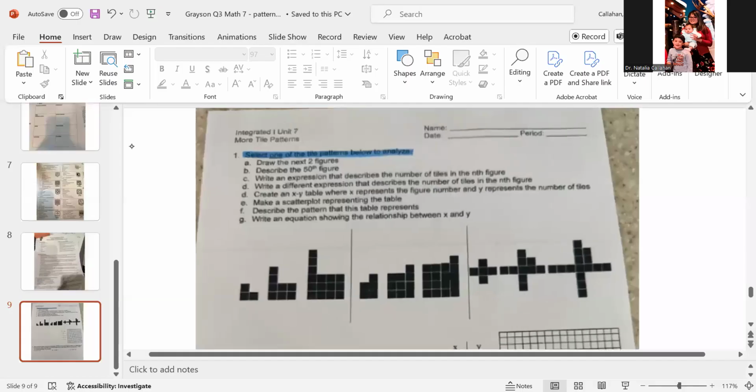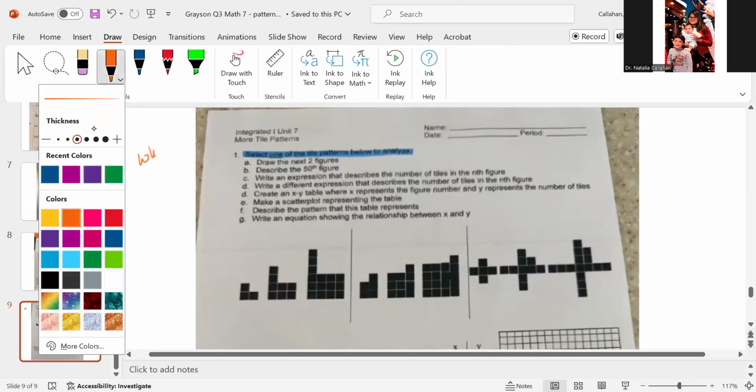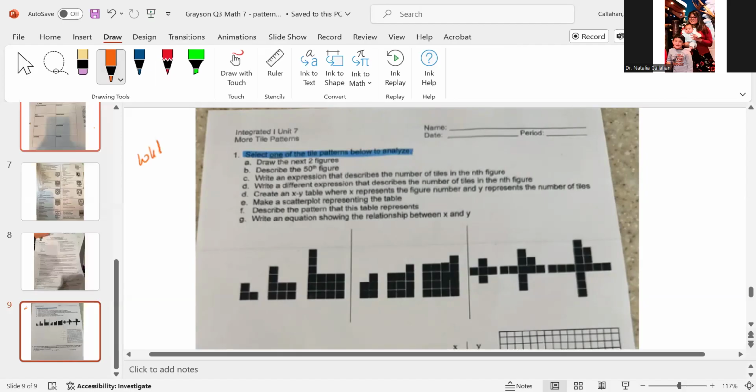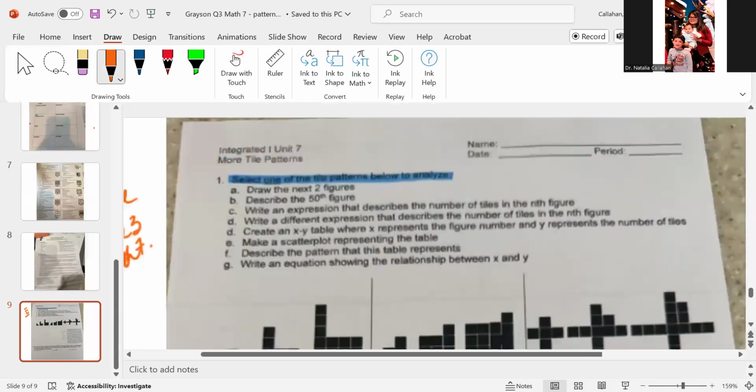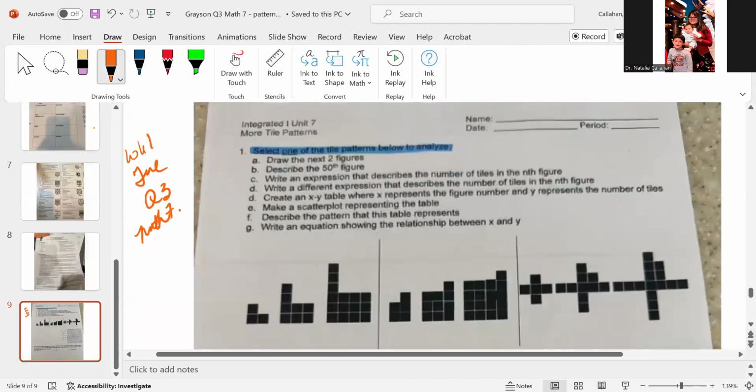Okay, so this is week 1, Tuesday, quarter 3 for math 7. Okay, so it says draw the next two figures, just like this is 50th figure.